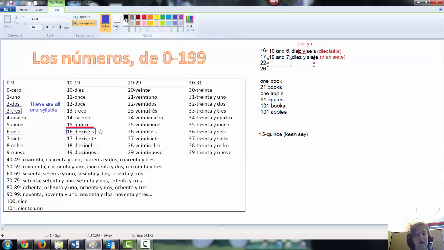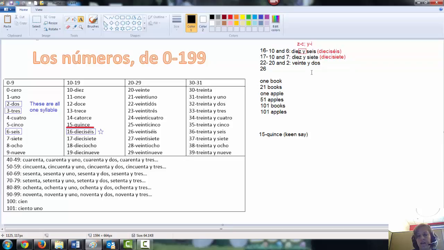22, just like you did with your teens, is actually 20 and 2. Okay, so if you look back at your chart over here, 20 is veinte, so I would write out veinte, and we know y is and, and 2 is dos. Okay, whoops, dos. However, if you look over here again, that is not what I have written. Just like your teens, your 20s can get mushed together.